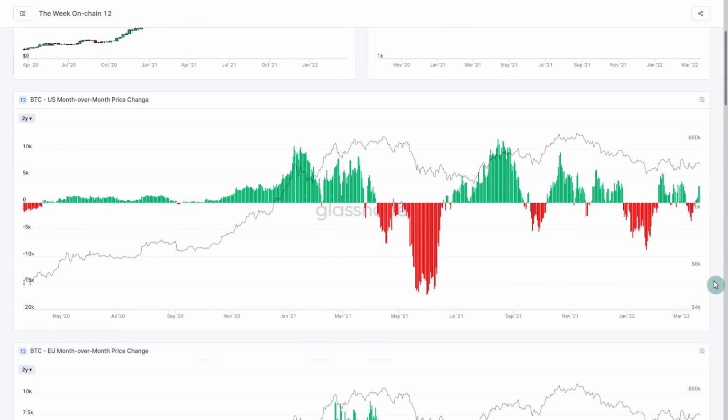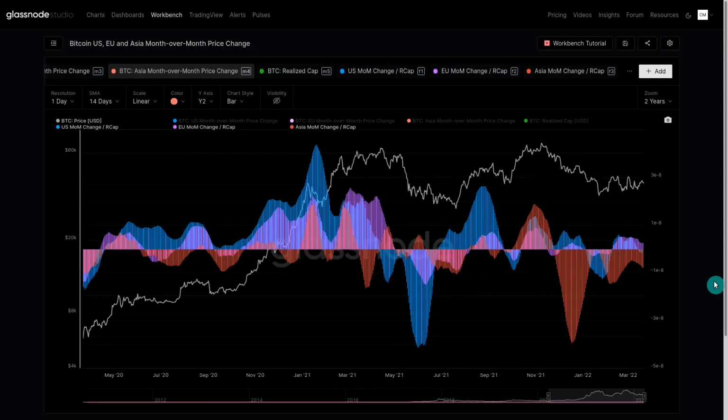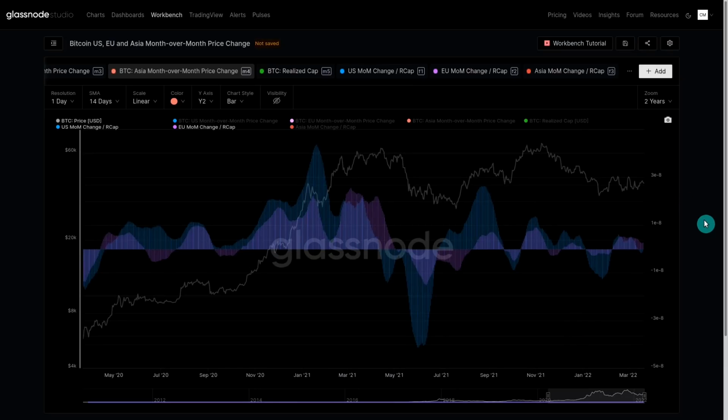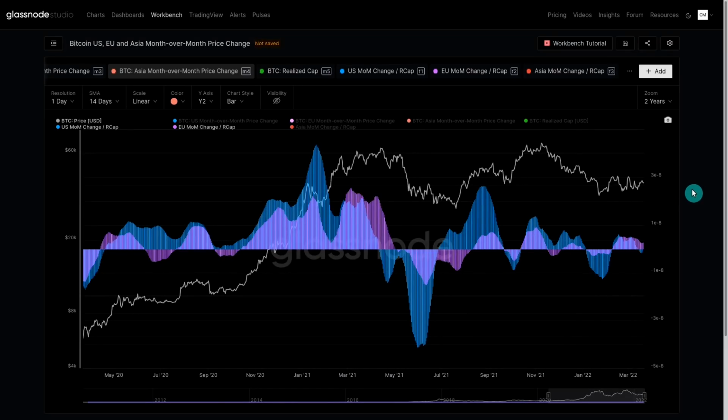So let's jump across to our workbench chart. And this is where I've actually plotted all of those out together. So we can actually start to tell a bit more of a cohesive story and see how they behave relative to each other. Now, I'm going to turn off the Asian hours just for now. And we can see that Europe, which is in purple, and US, which is in blue, have a relatively similar pattern. They seem to follow suit. They are more or less acting in the same way.